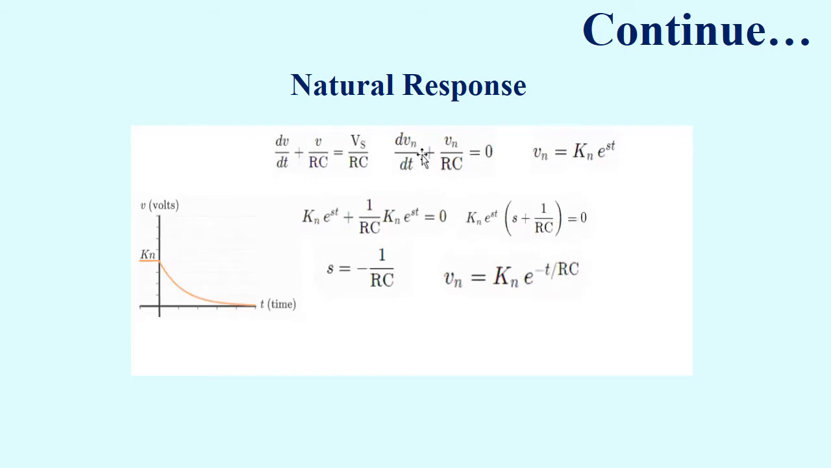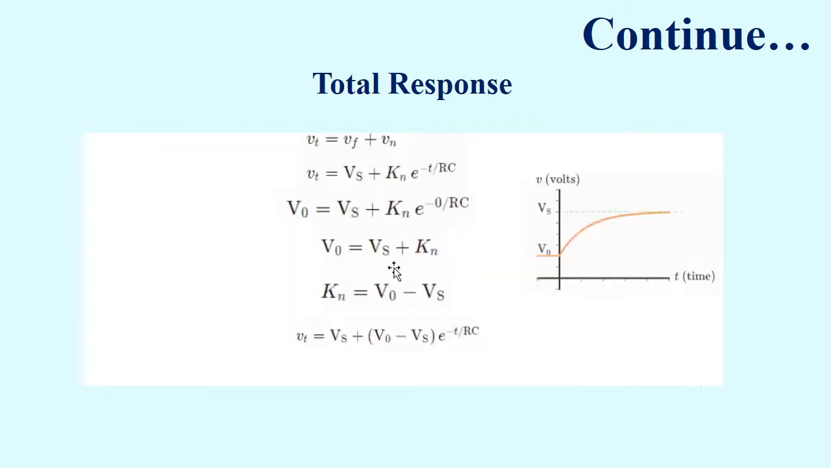That's why in the natural response, when the capacitor starts discharging, we have this kind of negative exponential response, and our voltage continuously decreases. At one point, we have 0 voltage across the capacitor. Now if we calculate the total response of the RC circuit, which is the combination of the natural response and the forced response, we have Vt equals Vs plus Kn e raised to the power minus t by RC.